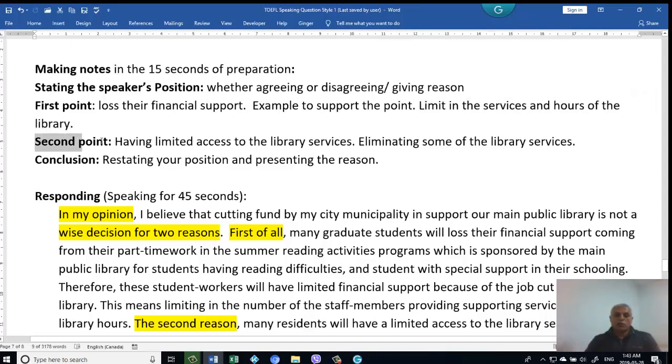Then the second point we have here: having limited access to the library services. Then eliminating some of the library services. Then we have to conclude it.